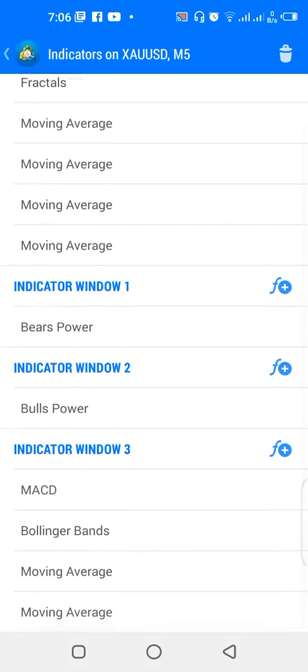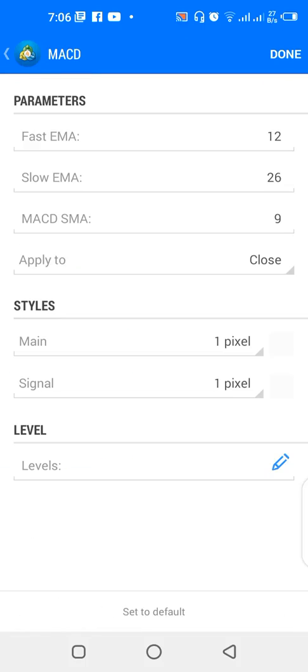Now the indicator window 3, we have MACD. Fast EMA is 12, slow EMA is 26, MACD SMA is 9, apply to close. Now the color of the main and the signal will match the background color of the chart.